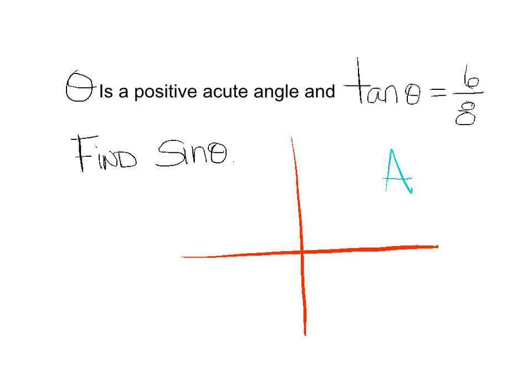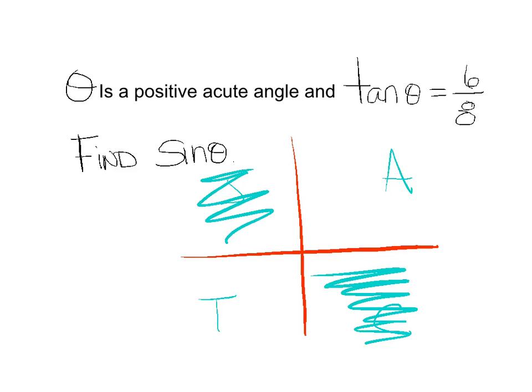Tangent's positive, so in my All Students Take Calculus, I'm either in All or Tangent, so I can kill these two. And here's the kicker here. You have to be a positive acute angle, okay? And it's the word acute, hopefully, that sticks out to you. And we've talked about acute this year already. Acute means that you are less than 90 degrees.